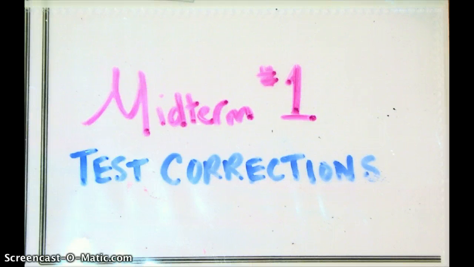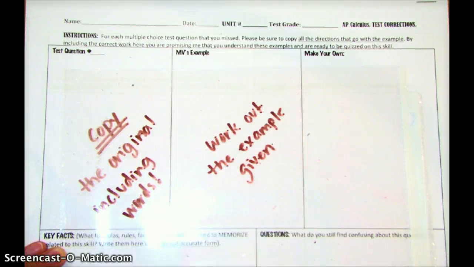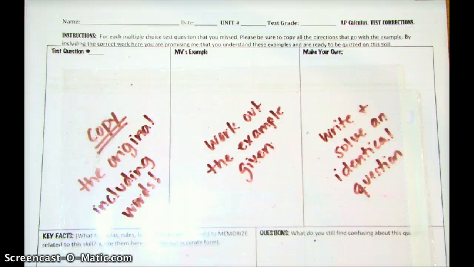Before we start with the first question, make sure that you have your test corrections packet out. It looks like this, and your job is to copy the original question, including the words, because you need to learn the instructions here as much as you need to learn the math. Then work out the example given in the video. Then write and solve an identical question.